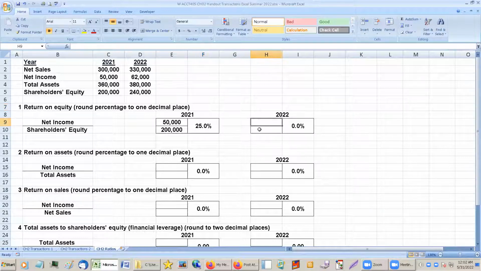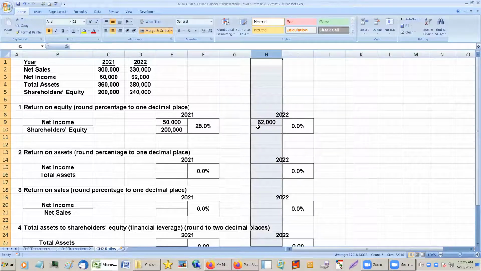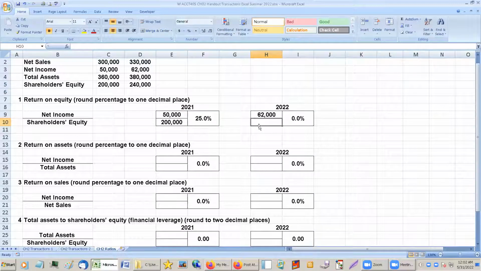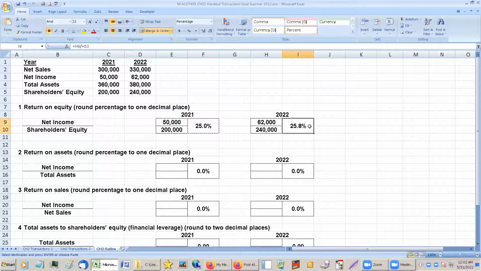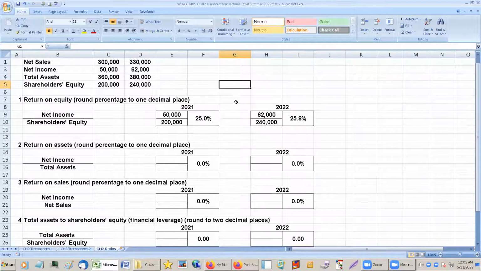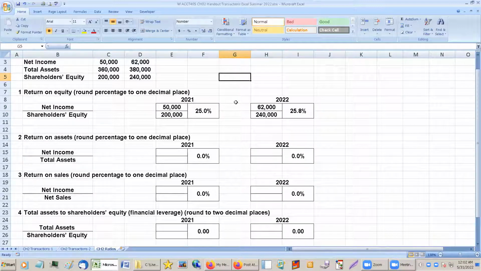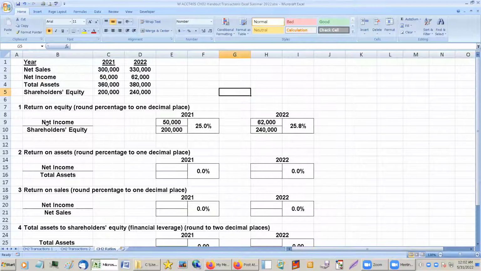We're going to do the same thing for 2022. Okay, we need the net income, 62,000. I haven't formatted these like I wanted to. And the shareholders' equity. And I'm just going to copy this cell over here. So this would be the return on equity.